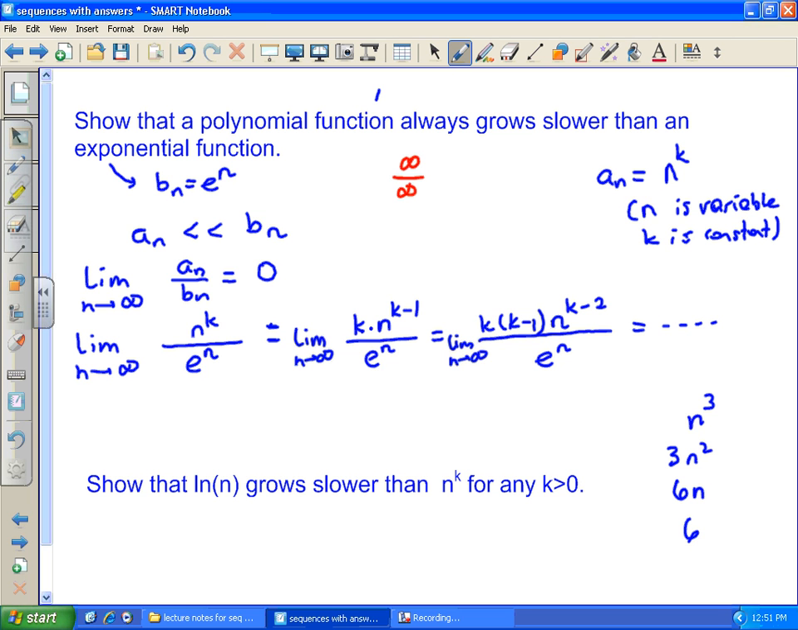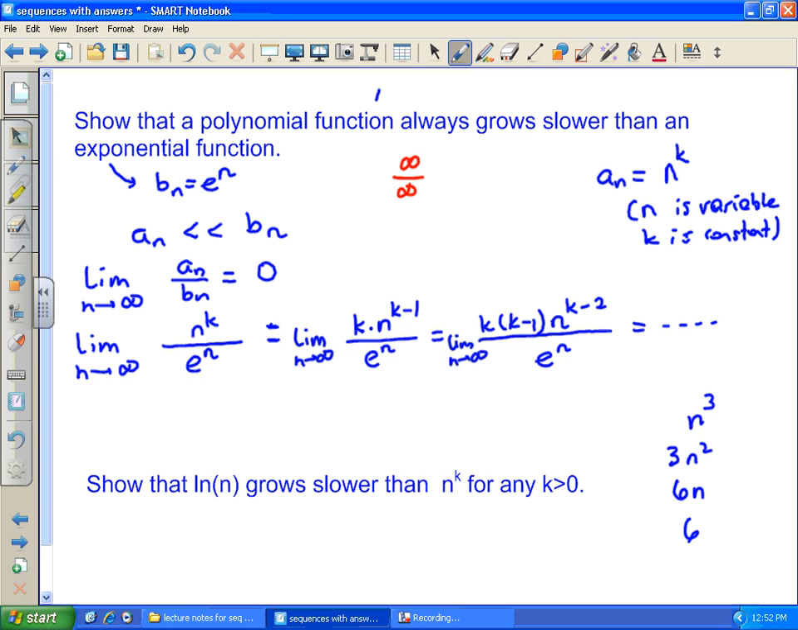the top. But what is happening to the exponential function on the bottom? It's staying the same, e to the n, e to the n, e to the n. So eventually, you're going to have a constant over e to the n. And where does that go to as n goes to infinity? A constant over e to the x, let's say. That goes to 0, right? So eventually, this is going to go to 0.